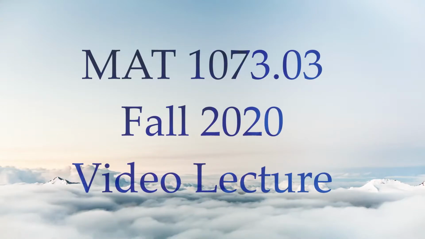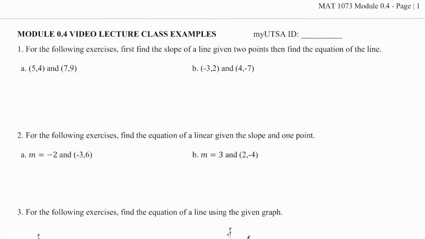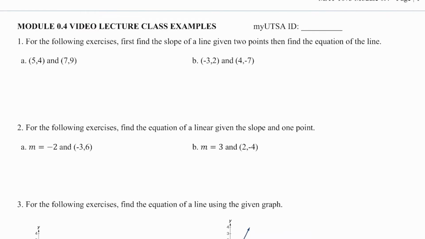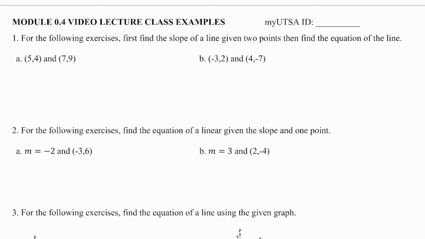Okay, this video is another in the series for Math 1073 for UTSA. I have the file for Module 0.4 Video Lecture Class Examples pulled up, and we'll just go through and work out these examples. So the first one says, for the following exercises, first find the slope of a line given 2 points, and then find the equation of the line.